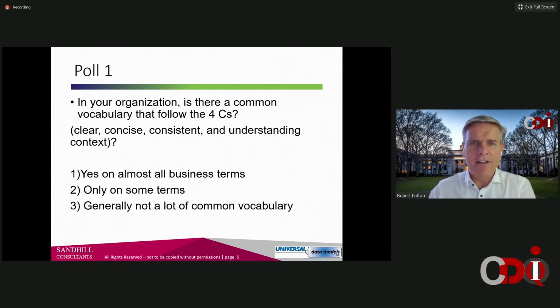Okay, so here is where we're at. In your organization, is there common vocabulary that follows the 4 C's? On almost all business terms, you have 7%. On some terms, you have 57%. And generally not a lot of common vocabulary, 33%. So I've just ended that poll. Thank you very much indeed.